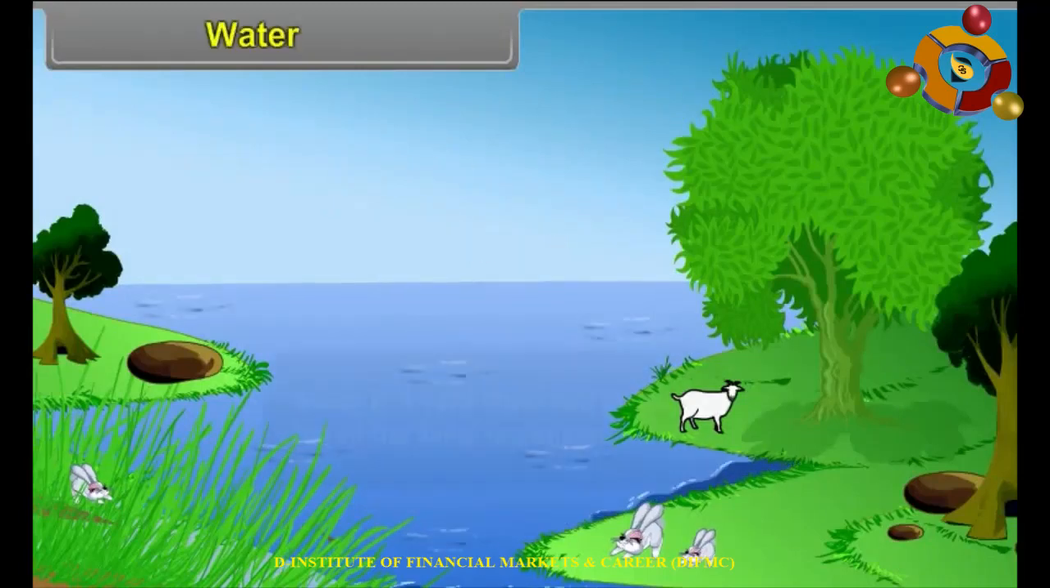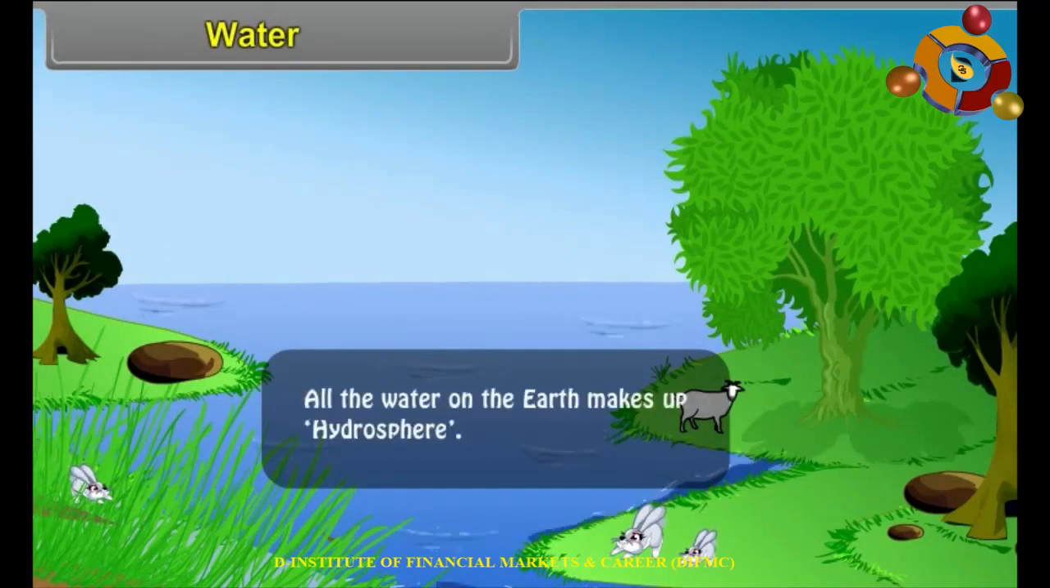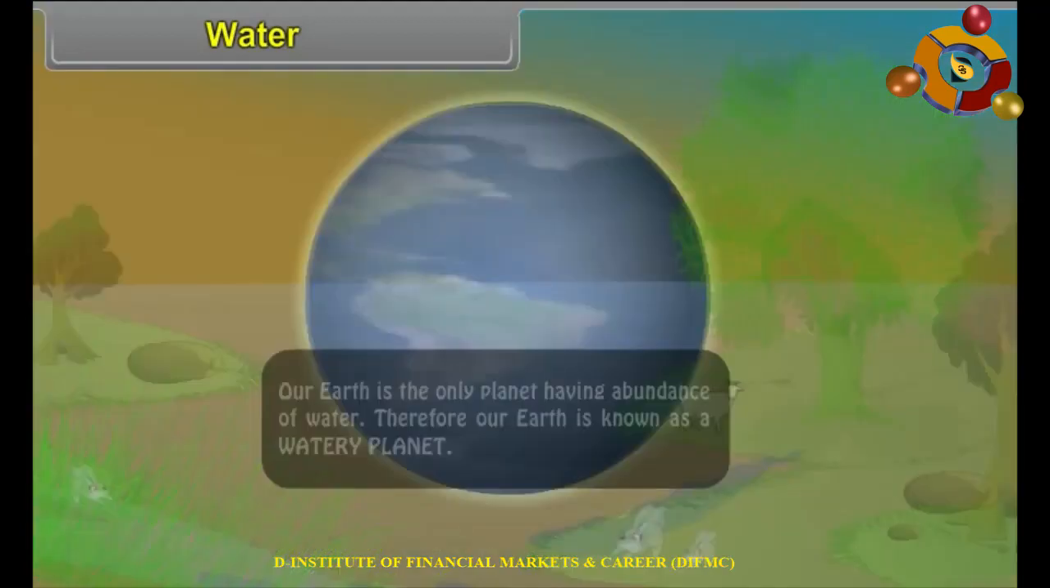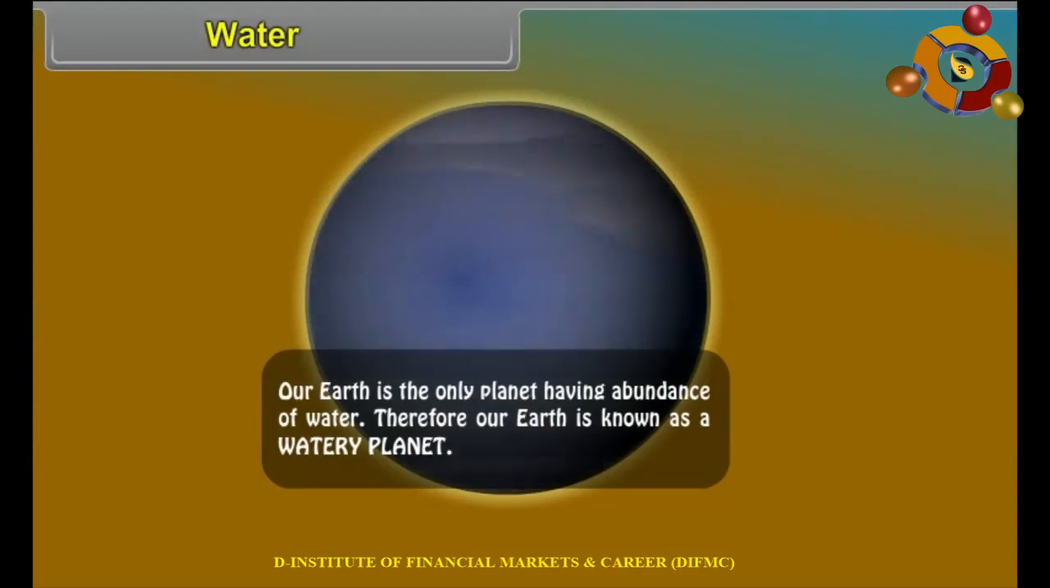Water. Water is a very important resource for all the living organisms. All the water on the earth makes up the hydrosphere. Our earth is the only planet having abundance of water. Therefore, our earth is known as a watery planet.